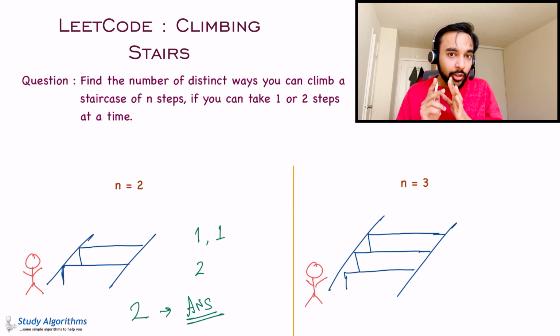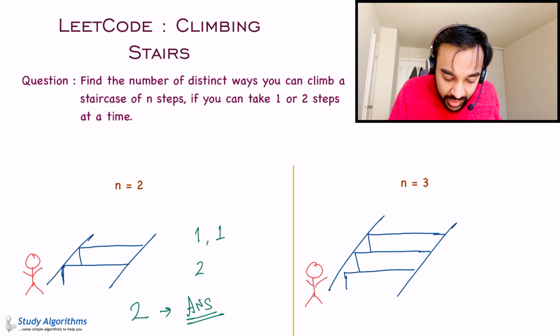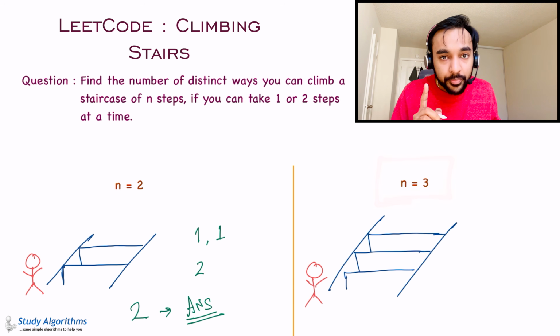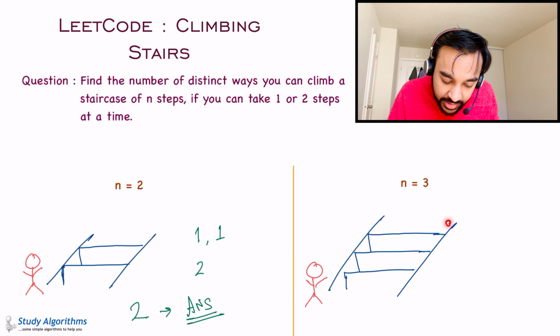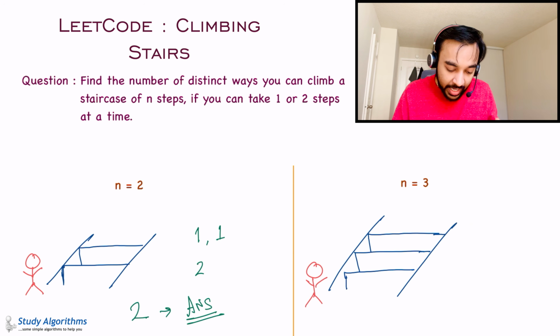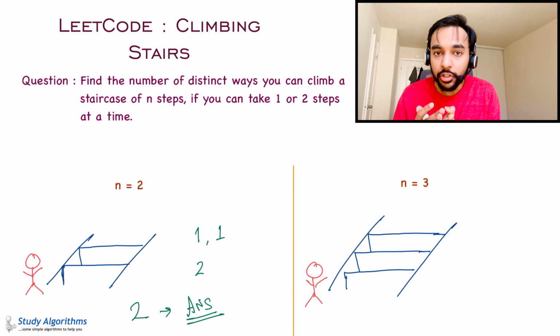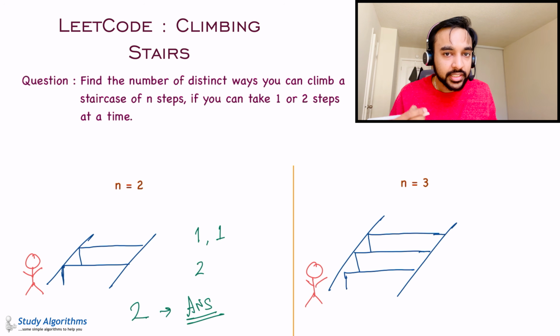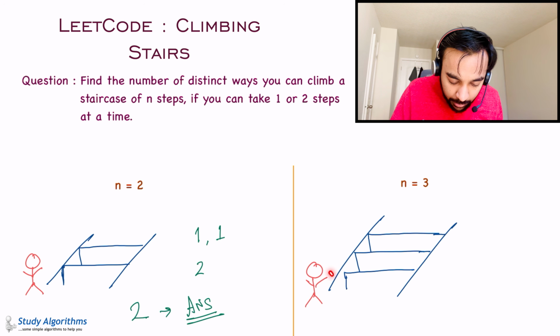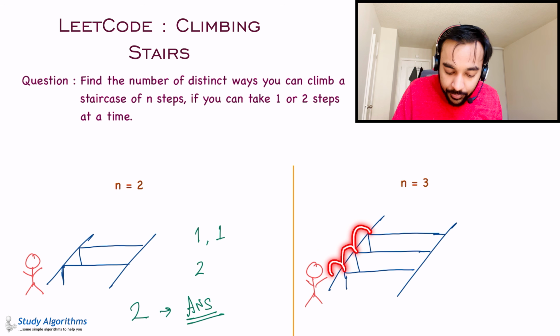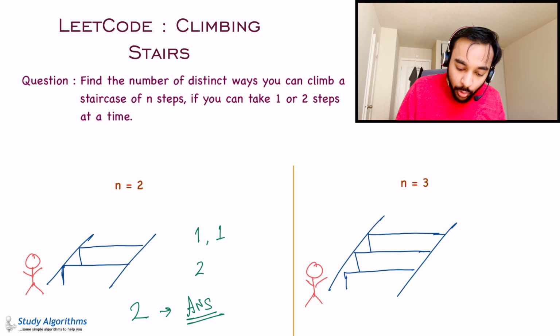Similarly, let us look at another test case. This time the value of n is 3. That means this staircase will have 3 steps, right? And here you are, you want to climb the staircase. How can you do it? One way would be very simple, right? You climb one step at a time. So 1, 2, and 3. You reach the top. So this is one way.